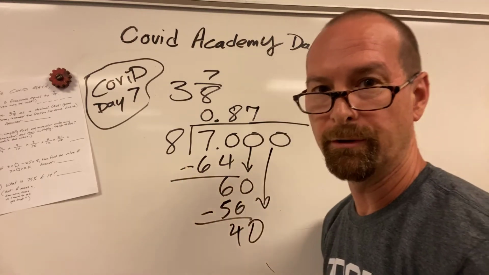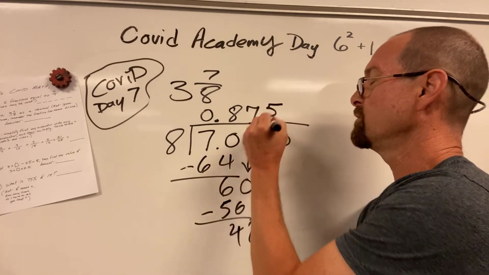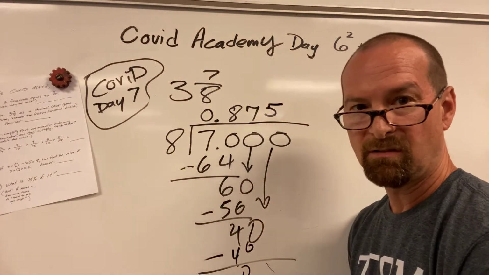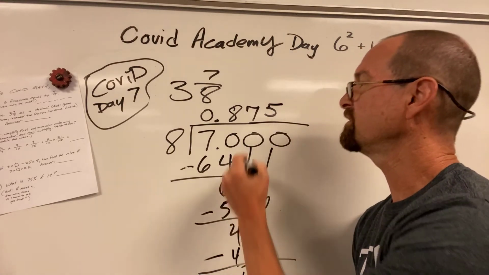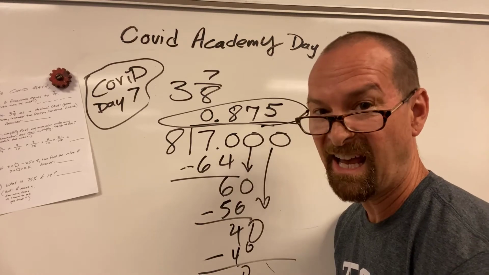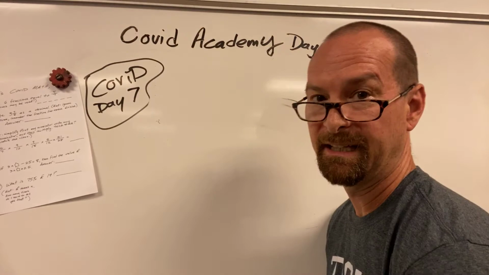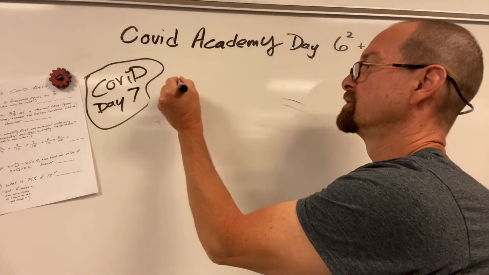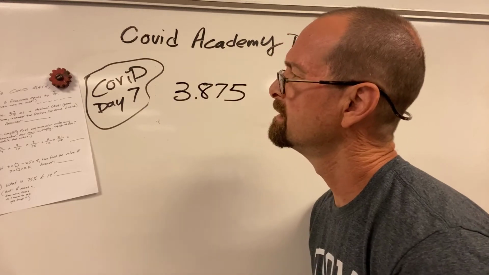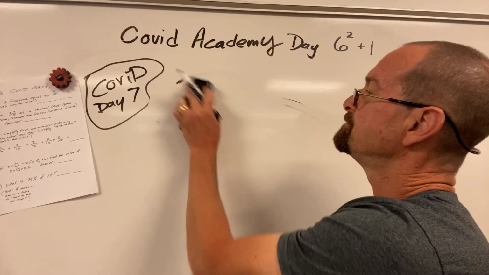Oh, my Lord. Guess what's going to work out? How many 8s fit into 40? 5 of them do. 5 times 8 is 40. I subtract. There's nothing left, nothing but zeros. So that's the answer: 0.875. That's it. Oh, I lied. There was the 3 on the front of it. So it's 3.875. That's how you write it as a decimal. That's it.